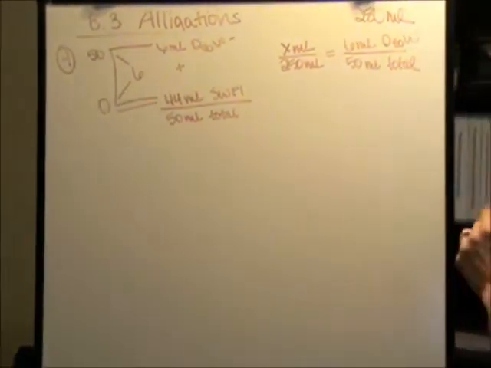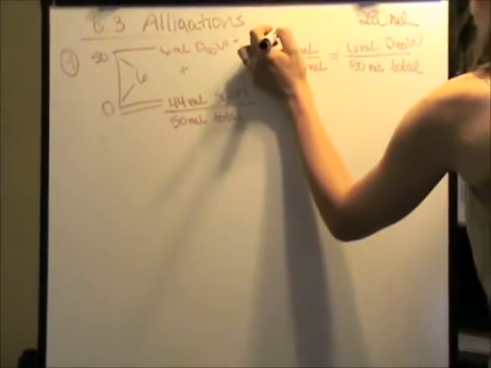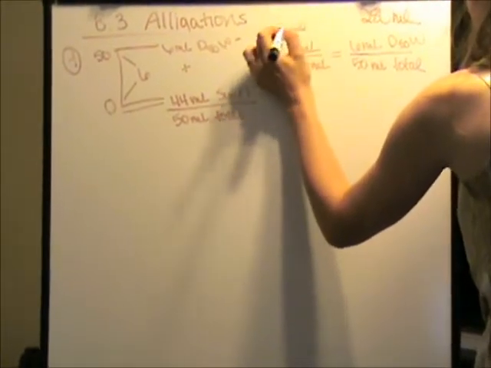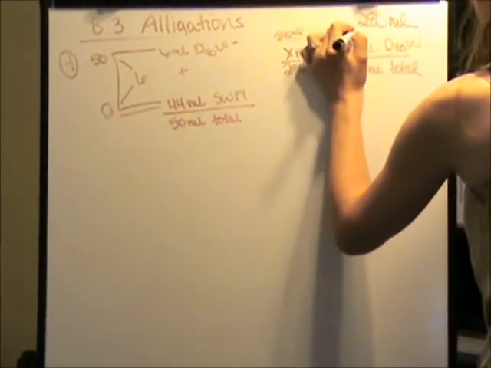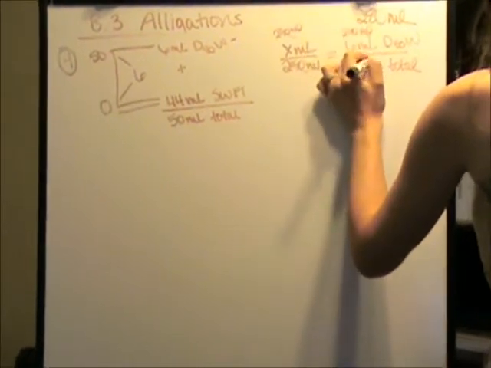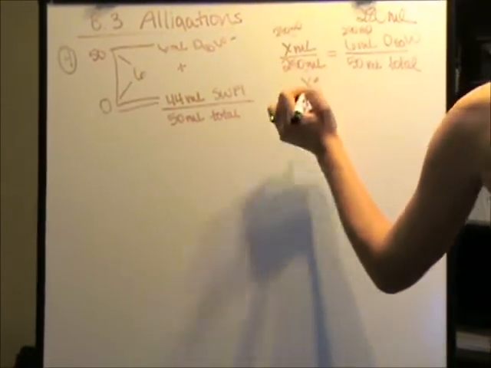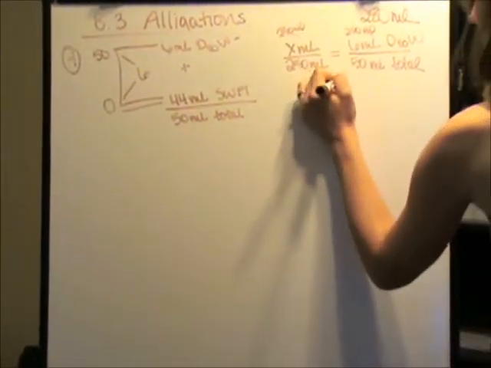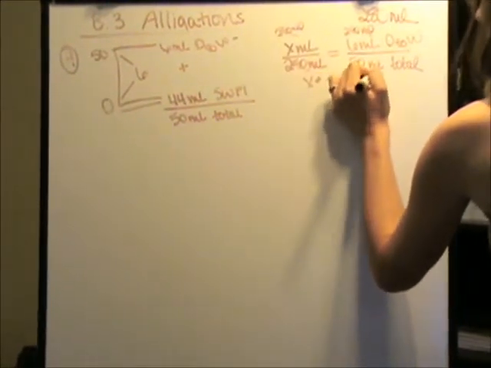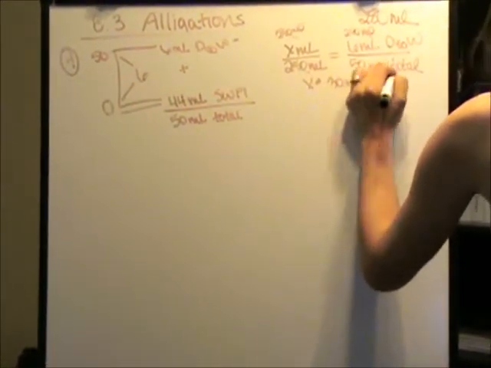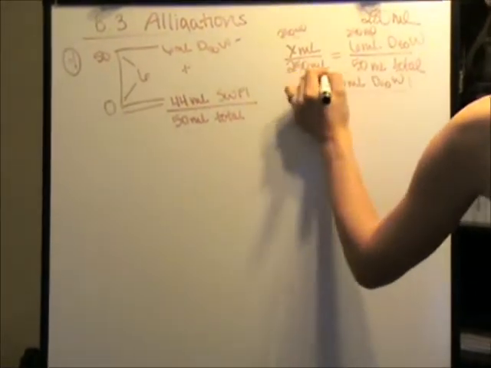Okay, so now we're ready to solve for x. So multiply it by 250. And x is going to equal 30 ml of the dextrose 50 in water. So we have our first one solved.